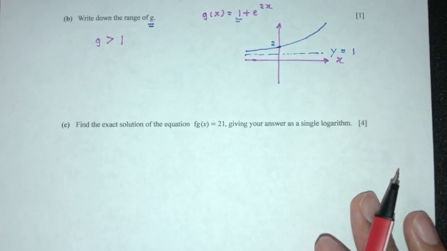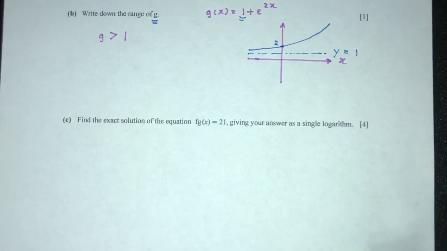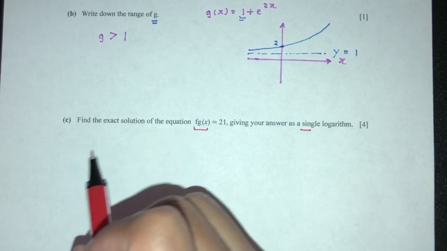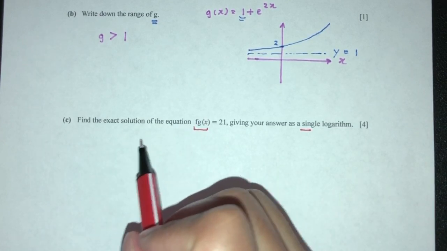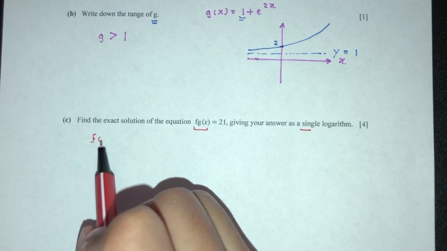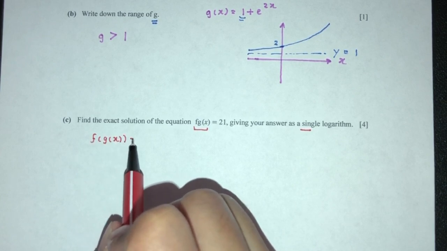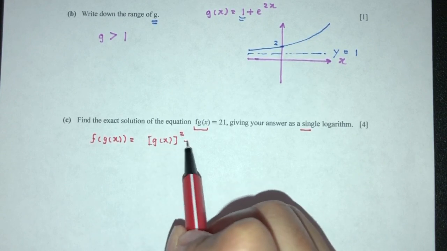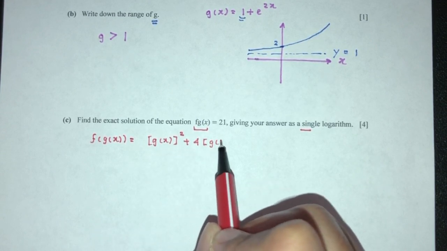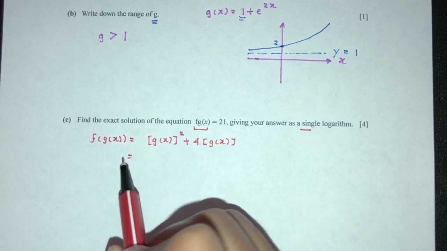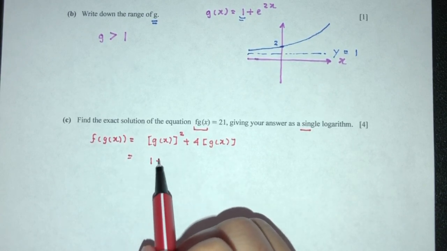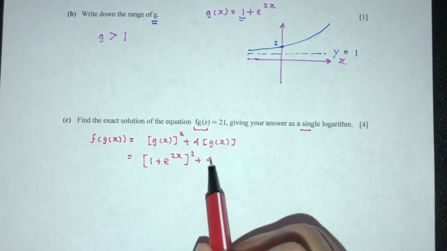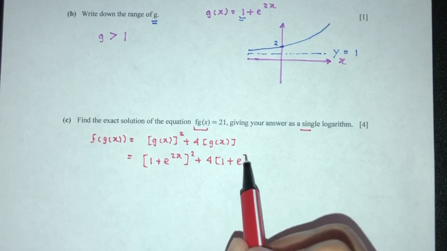Now for part C, we have to find the exact solution for this one, giving your answer as a single log. Pretty easy, one by one. Let's first find this one. What is fg of x? That will be g of x squared plus 4 times g of x, according to the functions. Now we just have to replace. That will be 1 plus exponential 2x, all squared, plus 4 times 1 plus exponential 2x.